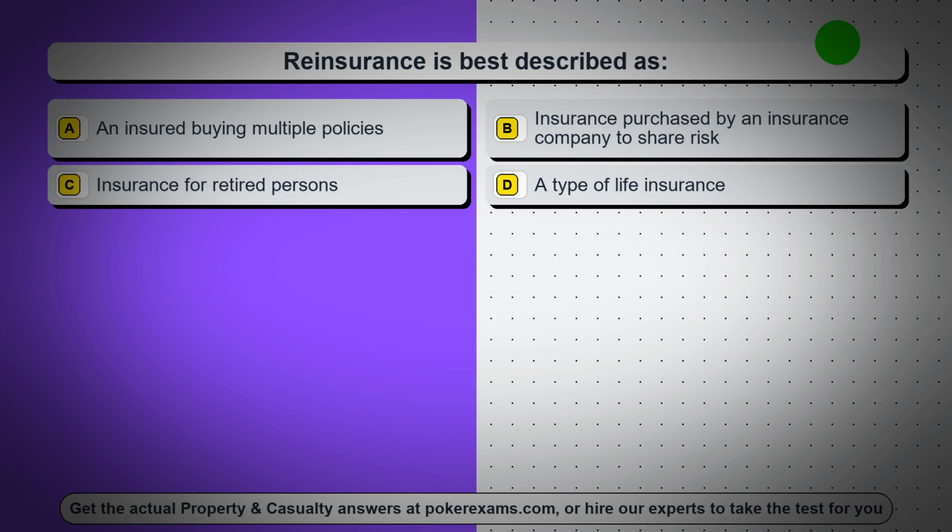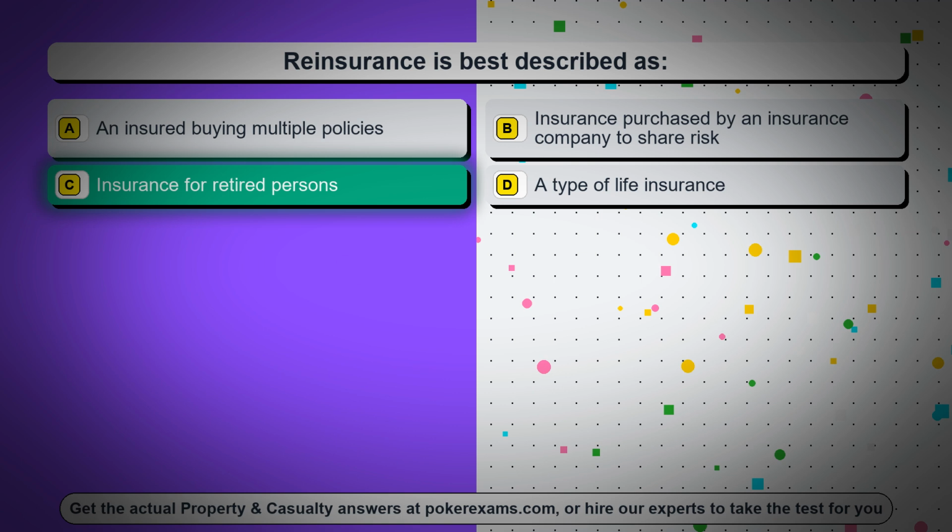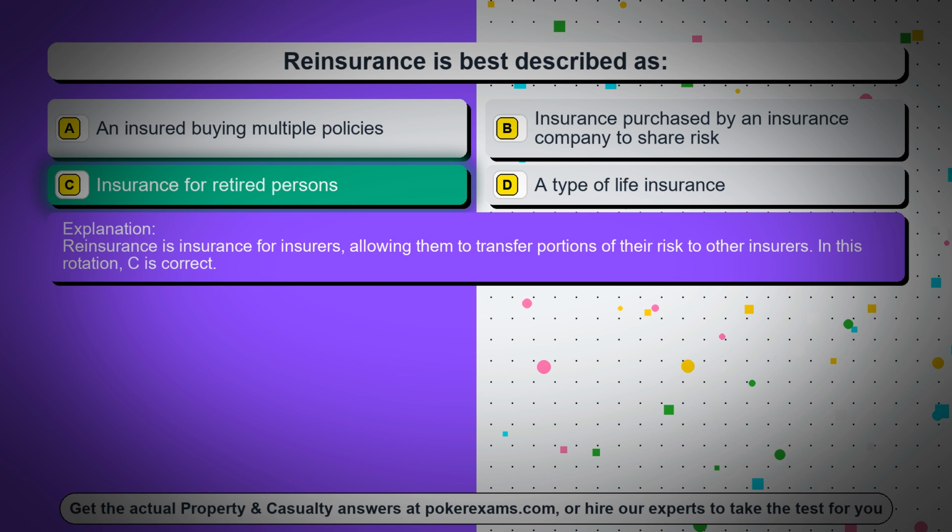Question 35. Reinsurance is best described as option A, an insured buying multiple policies. Option B, insurance purchased by an insurance company to share risk. Option C, insurance for retired persons. Option D, a type of life insurance. The correct answer is option C. Reinsurance is insurance for insurers, allowing them to transfer portions of their risk to other insurers. In this rotation, C is correct.